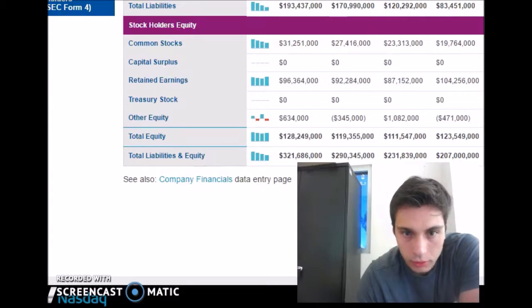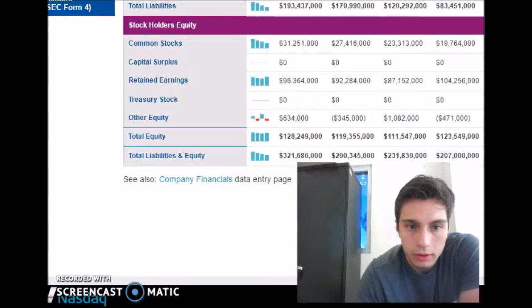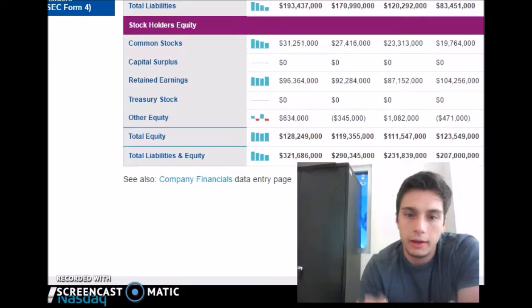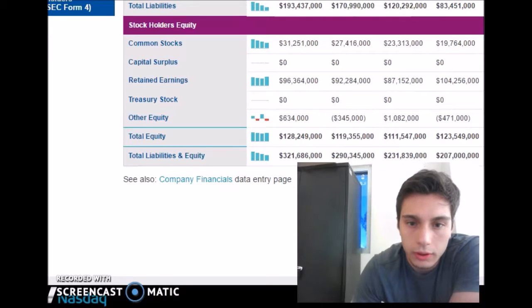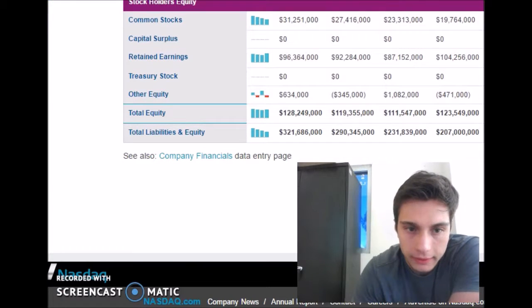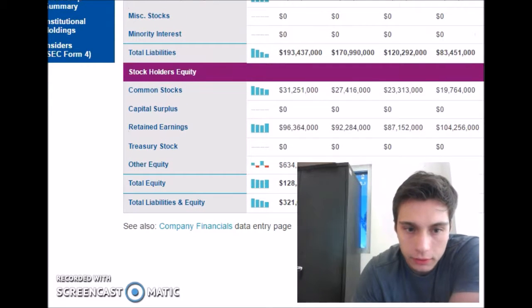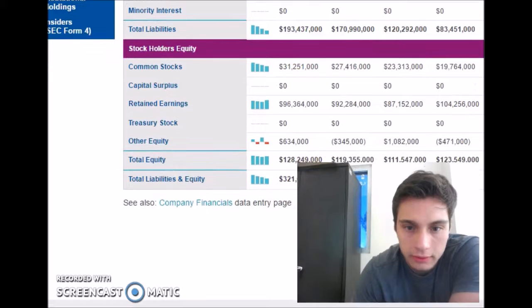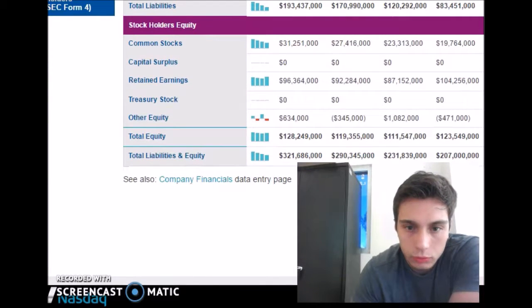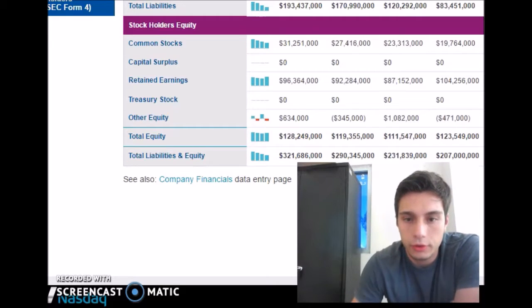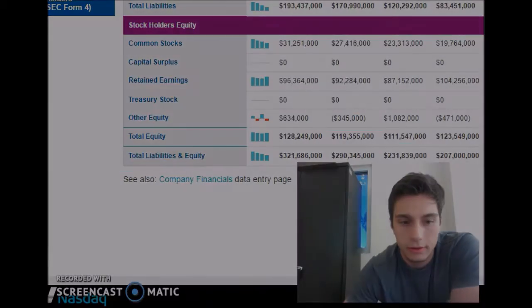We have our equity for $634,000, and the total equity is $128 million, and the total liabilities and equity is the summation of the total equity and the total liabilities, and it's $321 million. That's $30 million more than the previous year.